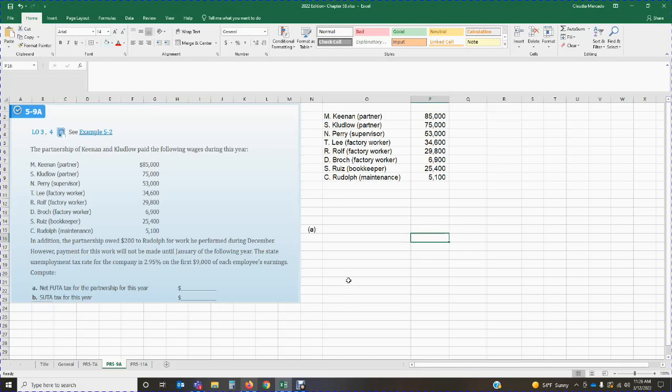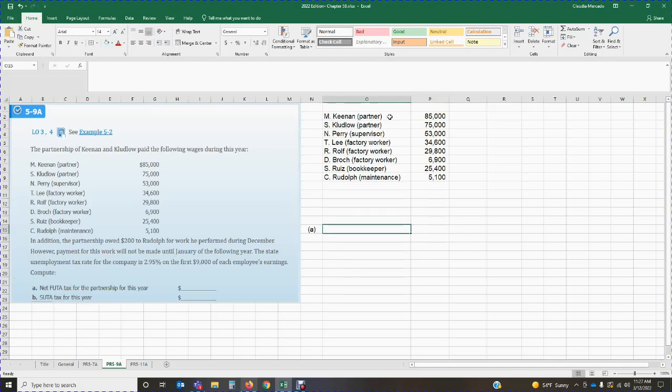In addition, the partnership owed $200 to Rudolph, the maintenance person, for work he performed during December. However, payment for this work will not be paid until January of the following year. The state unemployment tax rate for the company is 2.95%. So they're giving you the SUTA rate of 2.95% on the first $9,000 of each employee's earnings. They're asking us to compute A, the net FUTA tax for the partnership for this year, and B, the SUTA tax for this year.